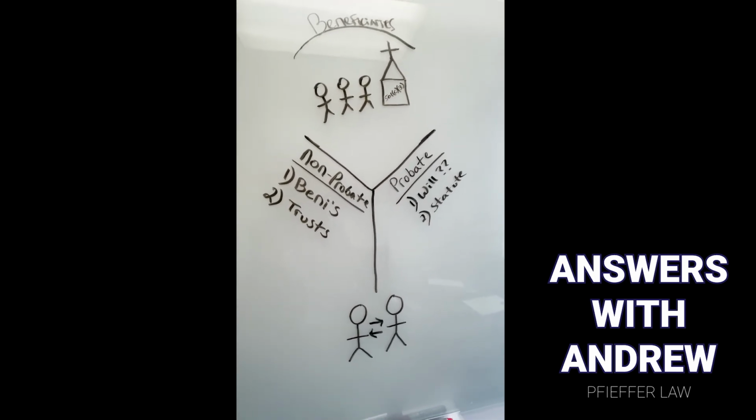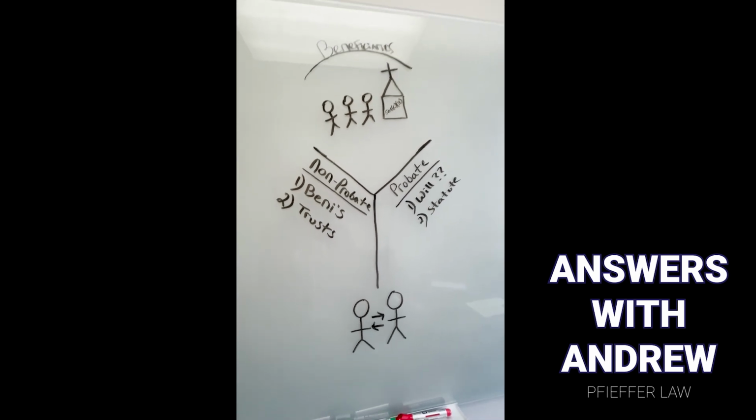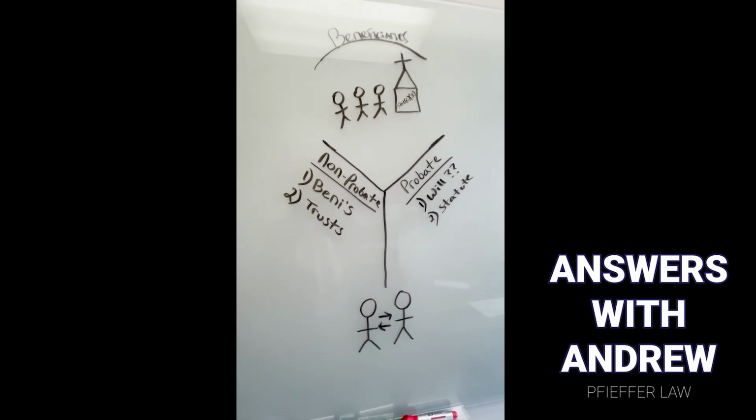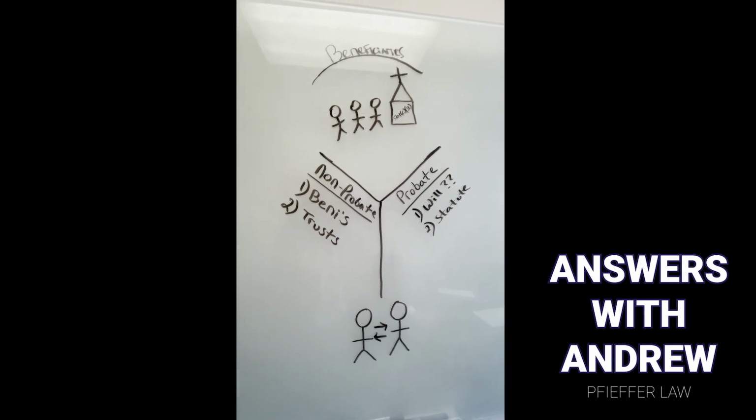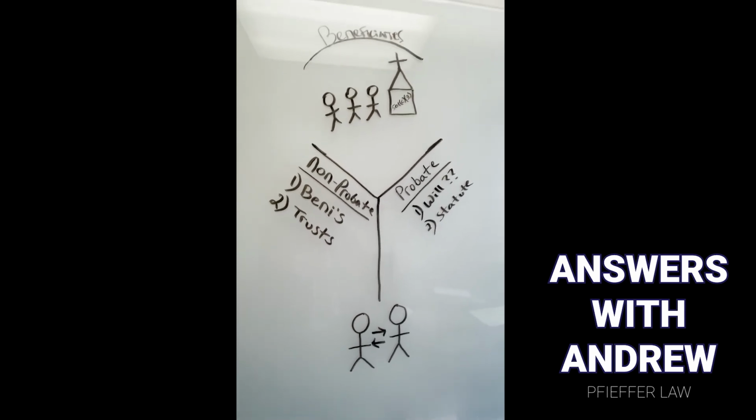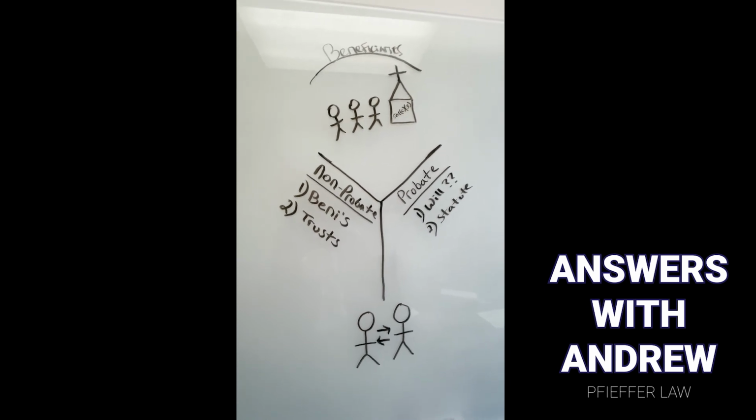I'm going to do another video on trusts and what trusts are, but just quickly, a trust is basically a holding entity where we are going to place people in charge. Those people are going to be called trustees. We're going to have beneficiaries named in the trust, and assets are going to be held there.